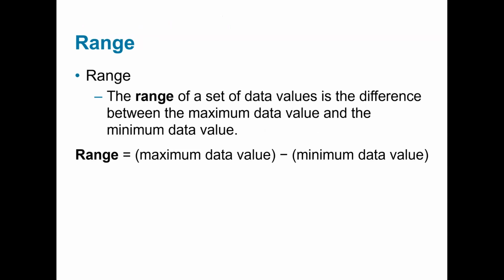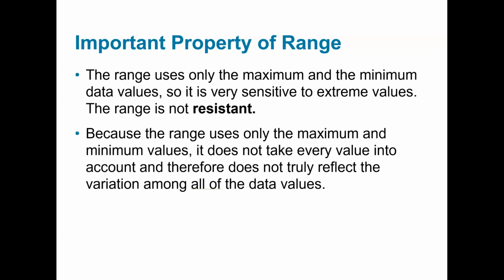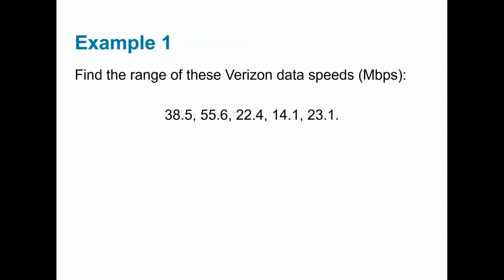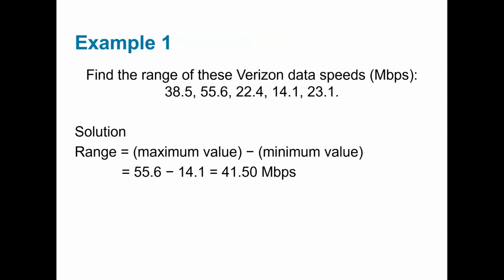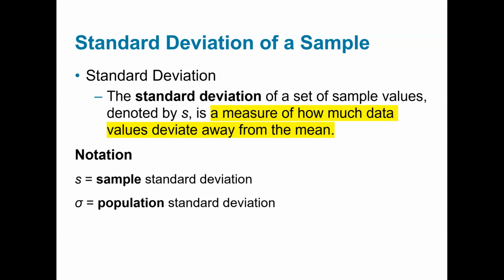So the range, y'all have been seeing the range for a very long time. The range is the maximum data value minus the minimum data value. It's not resistant because remember, if we have a really large maximum or a really small minimum, it's going to be very sensitive. So we call this not resistant. Example 1, finding the range: here, we would just find the maximum value, subtract the minimum value, and that would be our range.